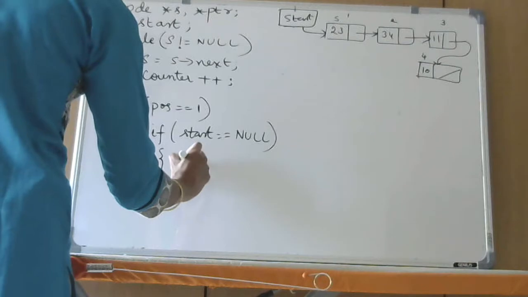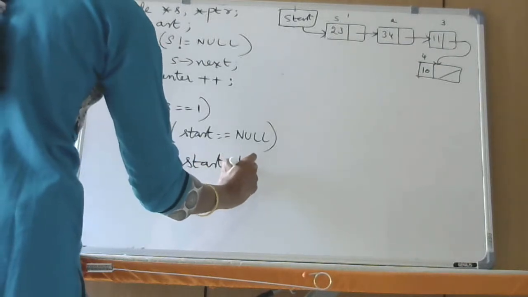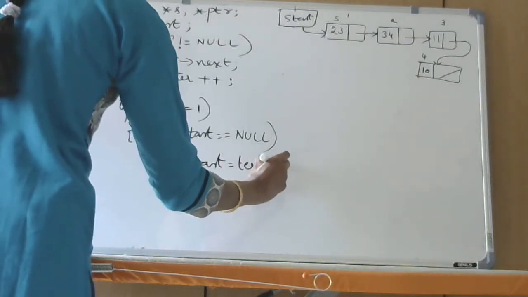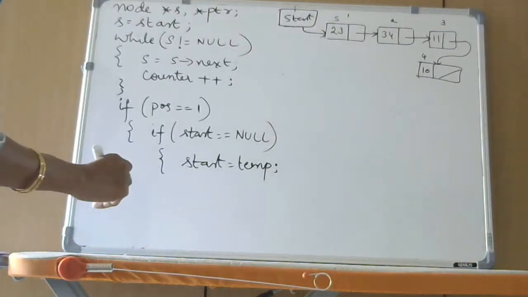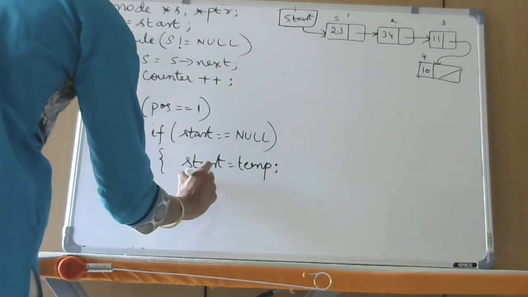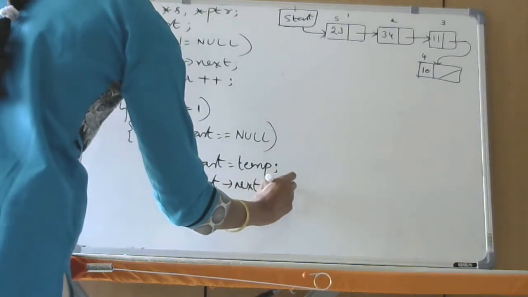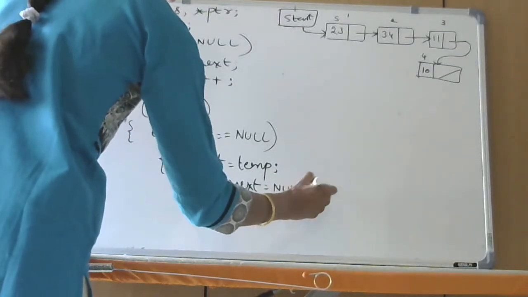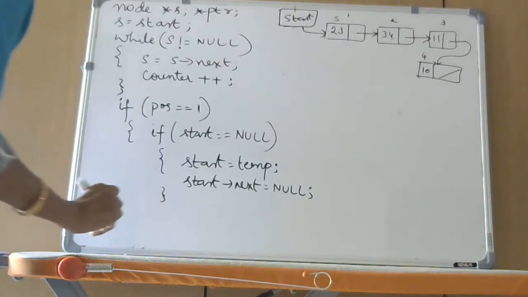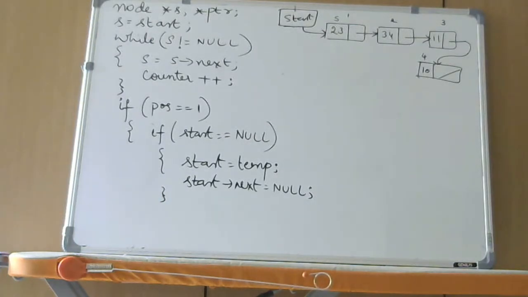So what will happen? Start is equal to temp. We have seen this insertion at the beginning. Same code we have to write. Start is equal to temp. Start of next will be equal to none. This is same as what we wrote for insertion at the beginning. Are you remembering? Last video we had done that.